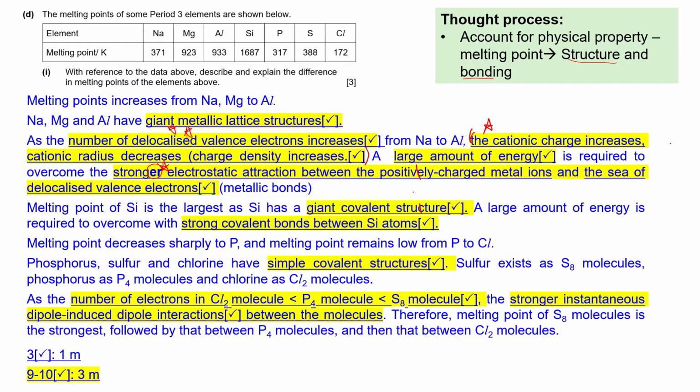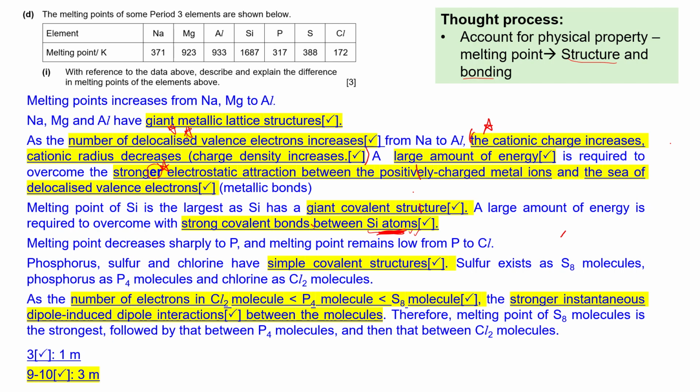Following that, some of you correctly describe silicon as a giant covalent structure, but many of you didn't receive this tick. Strong covalent bonds. A large amount of energy is required to overcome the strong covalent bonds between Si atoms. You just stop at overcoming strong covalent bonds, and that is wrong. You've got to tell me that the covalent bonds are between Si and Si atoms, same as diamond. So this tick is as such.